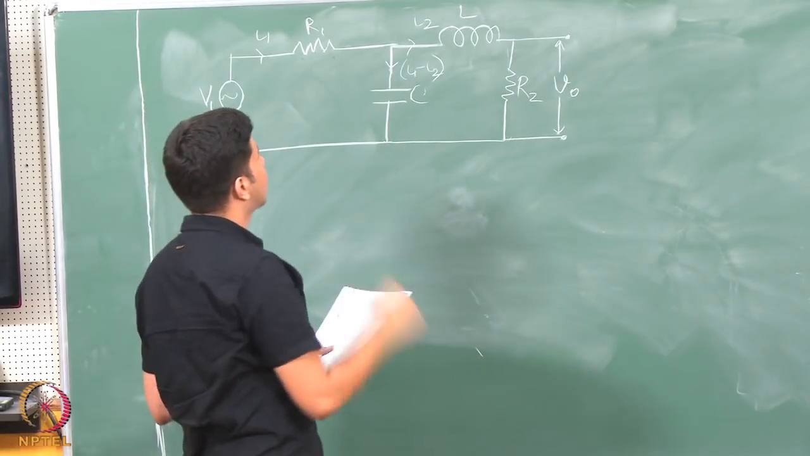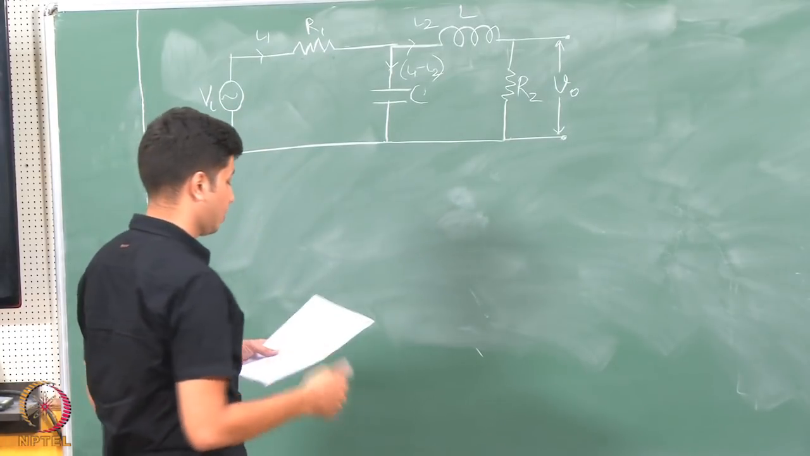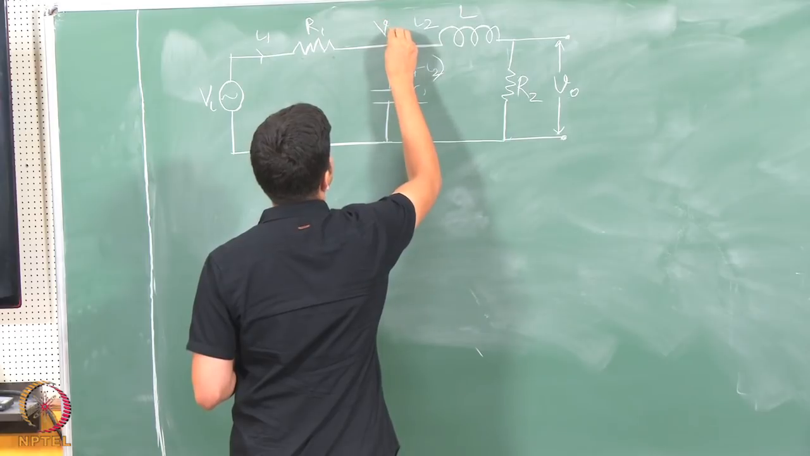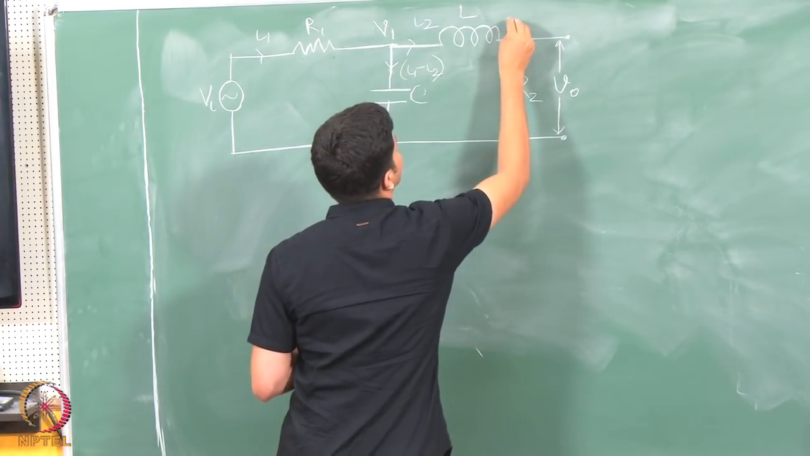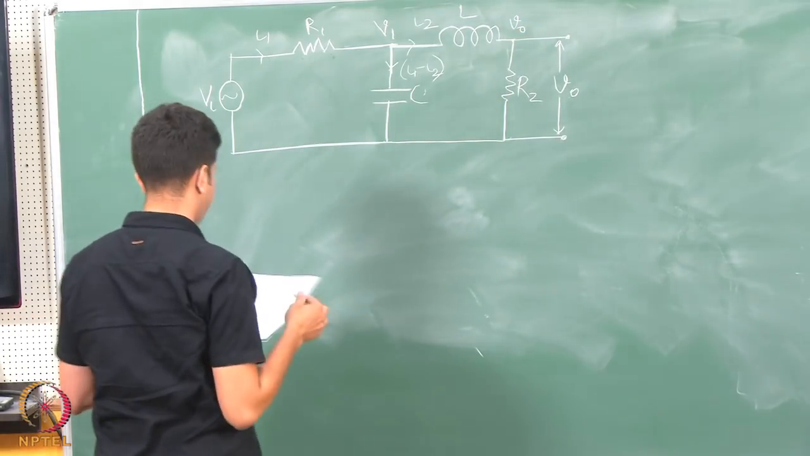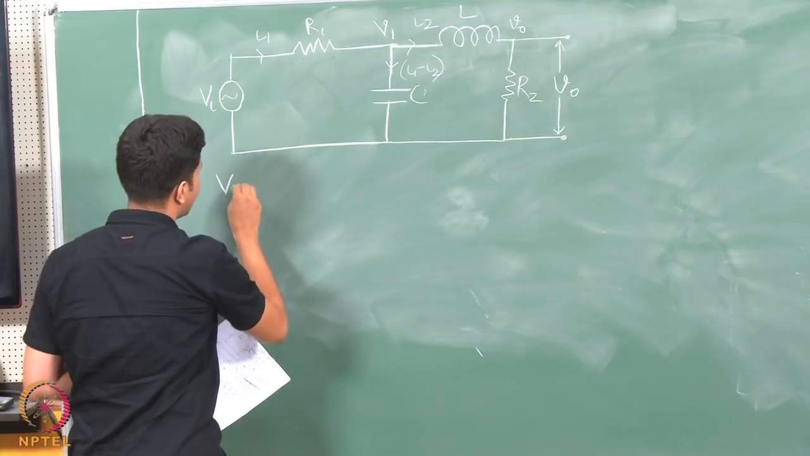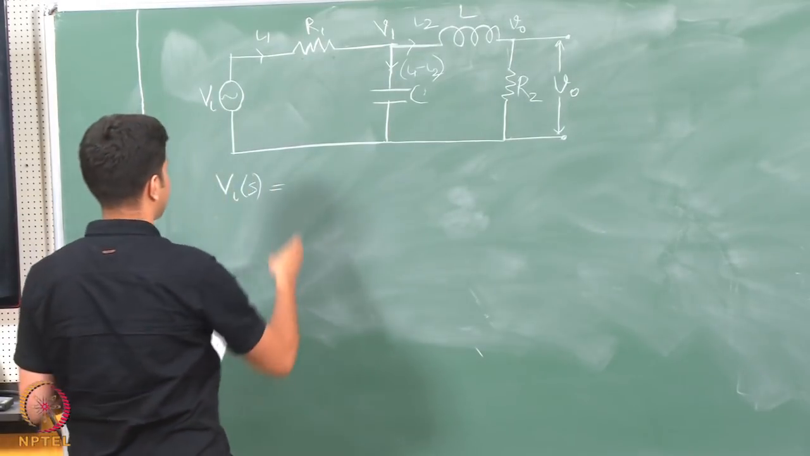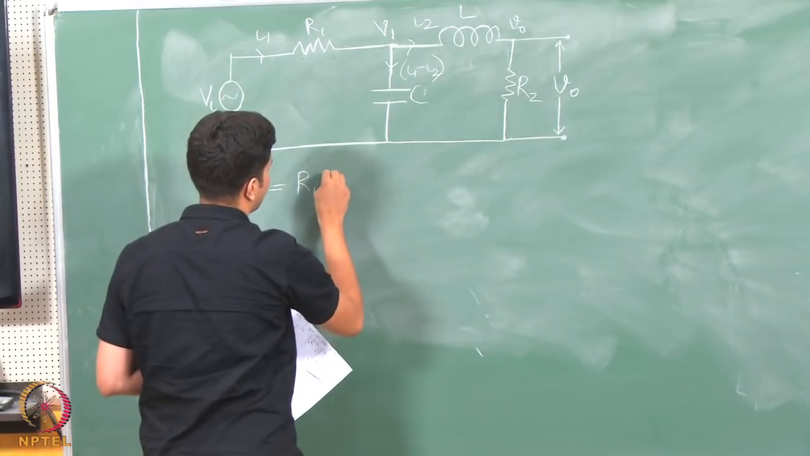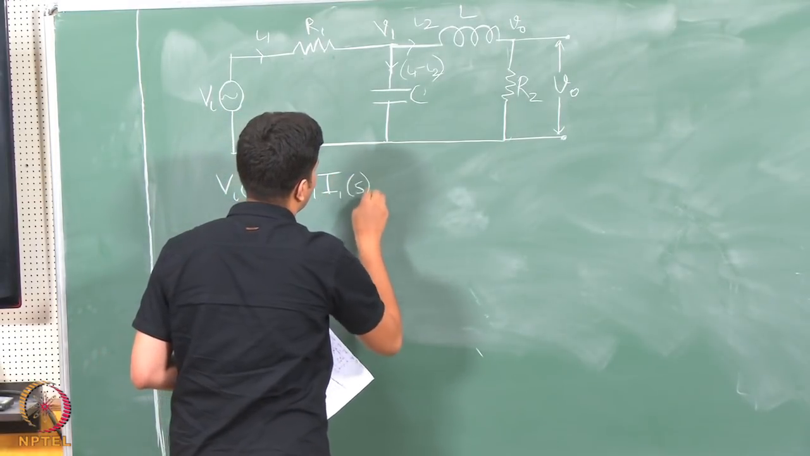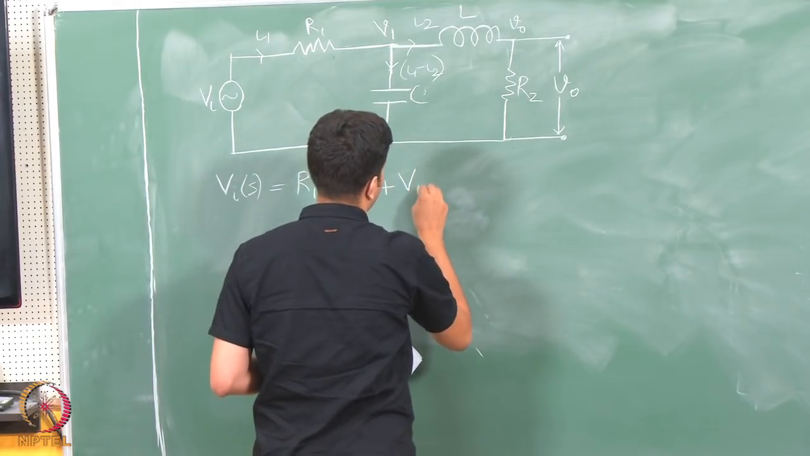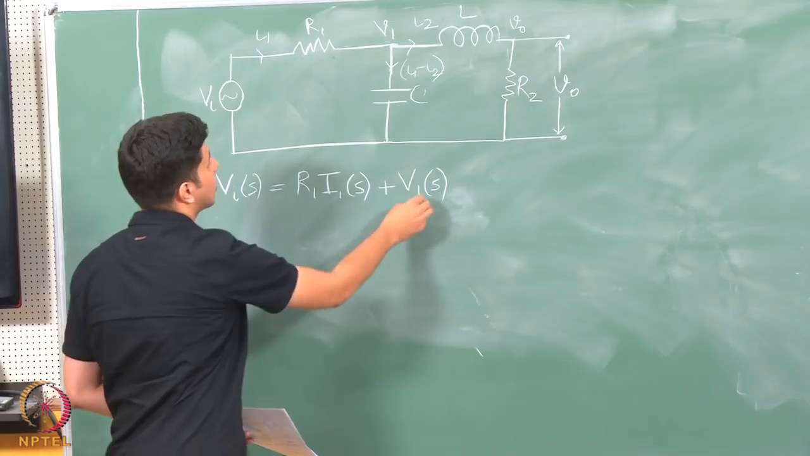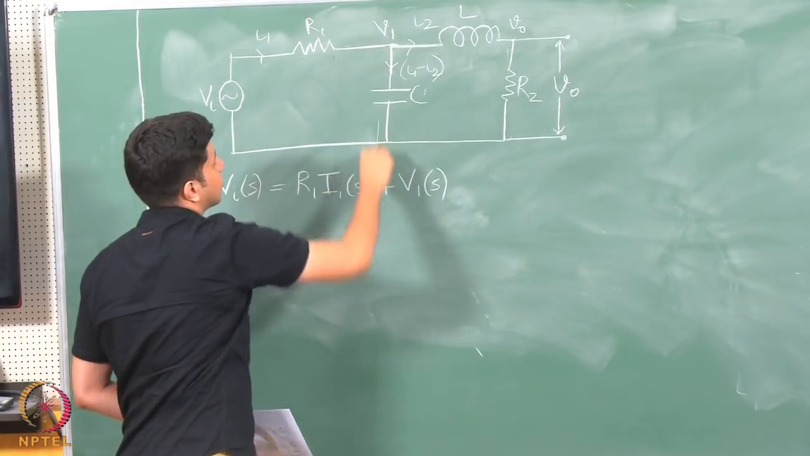So first what we'll do is, we'll write down the equations based on the Kirchhoff's laws that we know. And so the voltage here I'm also defining as V1. So this will be V0. So what is my Vi of s? I'm directly writing everything in the Laplace domain, because now we are comfortable with writing network equations in the s domain directly. So my Vi of s is nothing but R1 times I1 of s plus V1 of s. So this is equal to this plus this.